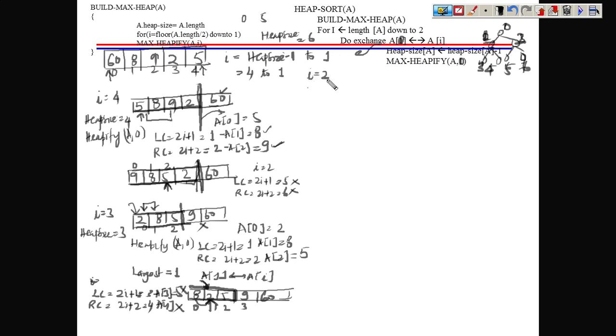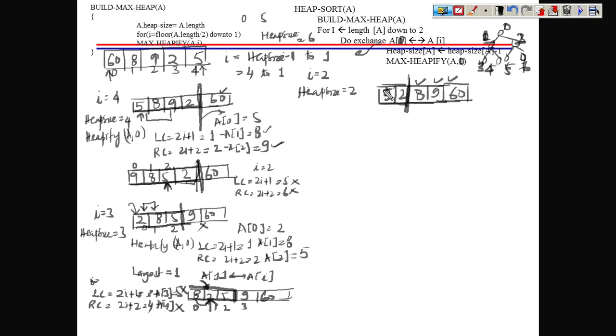Now for I equals 2, your heap size is 2. Now you have this scenario. What is required? You need to exchange A0 with the last element. So you are going to exchange 8 and 5. What will you get? You will get 5, 2, 8, 9, 60. And also you are going to reduce the heap size by 1. That means this is your new heap, and this is already detached from your heap.